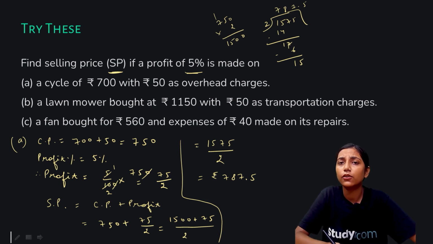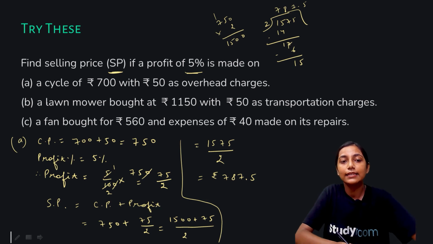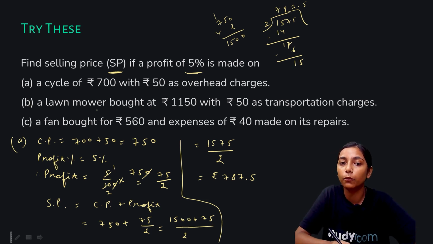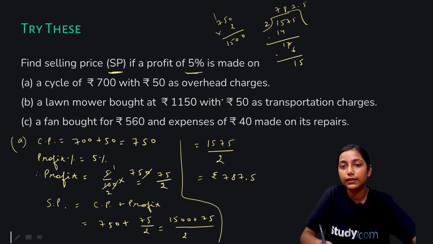Now these two parts are also going to be just the same as I did in this way. You will be doing these two parts on your own. I will just tell you how these two are going to be solved. See, in part B, what are we given? A lawnmower bought at 1150 rupees, with 50 rupees as transportation charges. So in this case, our total cost price will be equal to 1150 plus 50 rupees. This will be our cost price. We are given profit percent as 5%. We need to find the selling price.